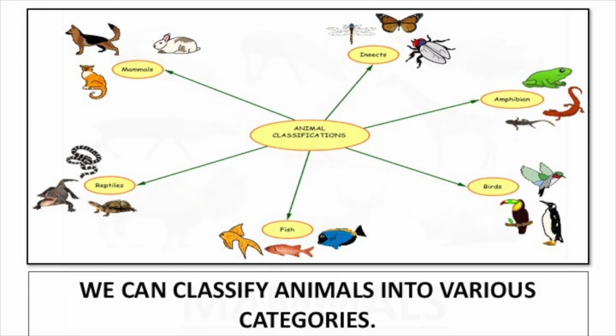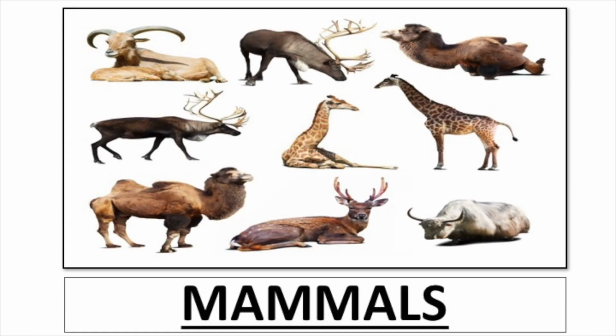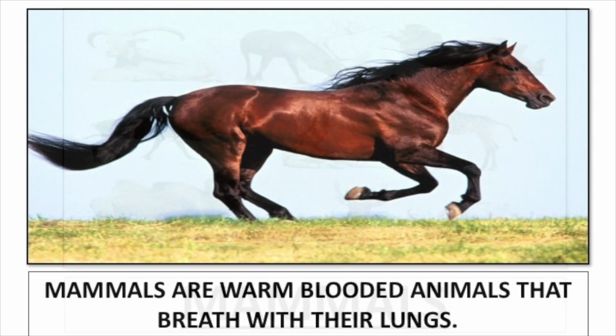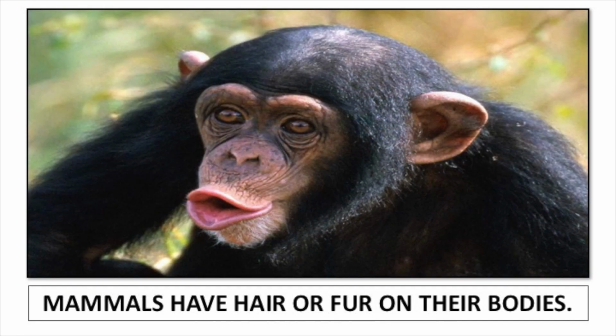So the first one, mammals. Mammals are warm-blooded animals that breathe with their lungs. Like this mammal here. What type of mammal can you see? Horse. Mammals have hair or fur on their bodies. Yes, just like this animal here.